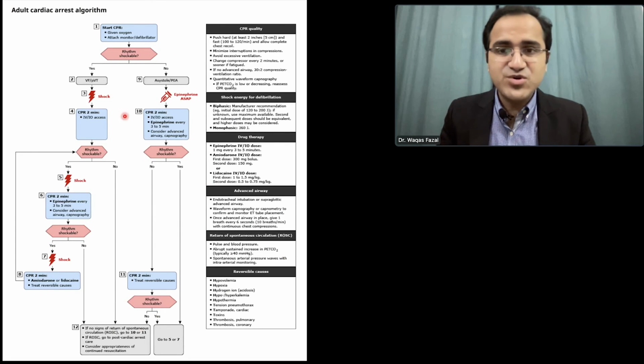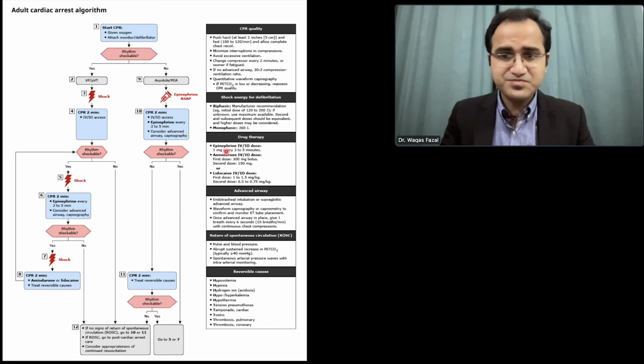So this is the ACLS protocol. I'll post this chart on my Facebook page so that you can easily download it. Now coming to the doses, I'll read these things out because these things are written very small.